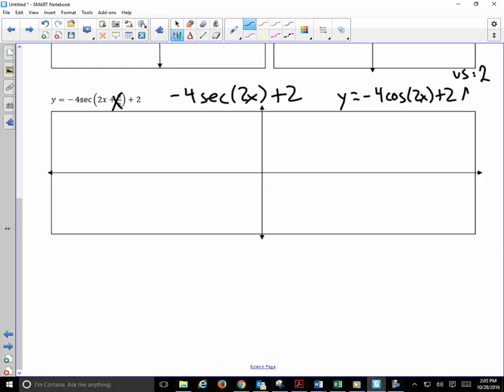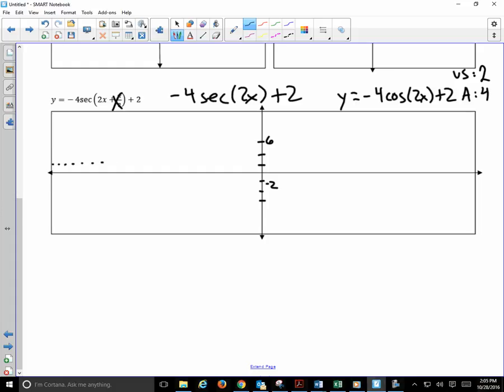What is the amplitude? Four. So if the vertical shift is 2 and I go up 4, what's the maximum value? 6. What's the minimum value? If I have a vertical shift of 2 and I go down 4, then the minimum is -2.